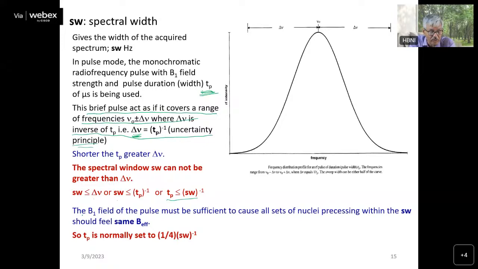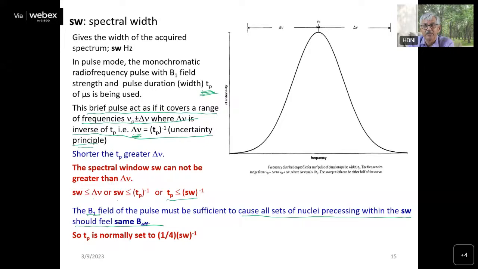And I have already told you that the B1 field of the pulse must be sufficient. The choice of B1 field should be such that all sets of nuclei precessing within the spectral window feel the same B effective. And I explained to you what B effective is.